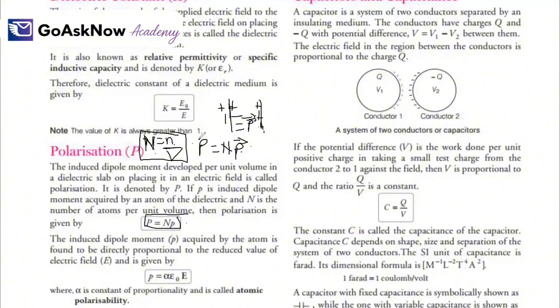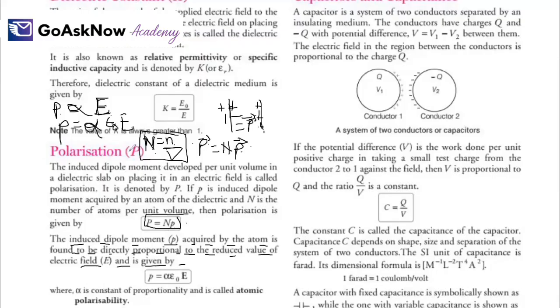The induced dipole moment p acquired by the atom is found to be directly proportional to the reduced value of the electric field, and it is given by p is equal to alpha epsilon naught into E. So the induced dipole moment inside the atom is directly proportional to what? Capital E, the induced electric field inside the dielectric. So p can be written as alpha times epsilon naught into E.